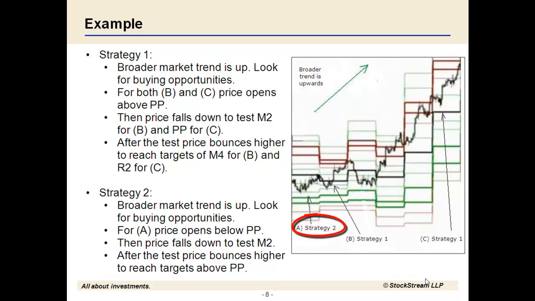A shows an example of strategy 2. In this case, the markets open below the central pivot within a broader uptrend. The price then falls lower to test M2, providing a good opportunity to buy. After a test of M2, the price bounces higher to reach our projected targets of PP.